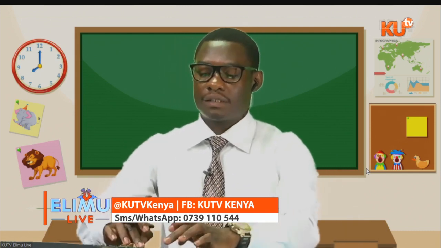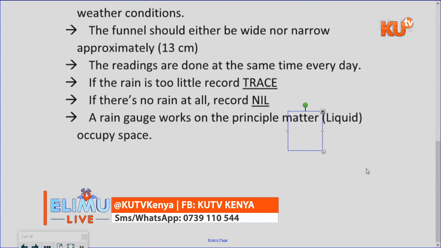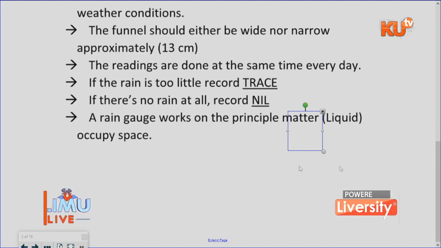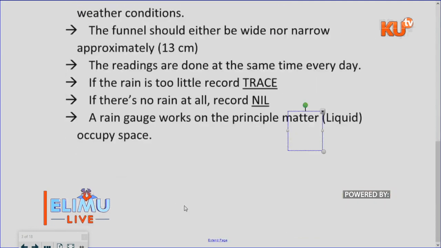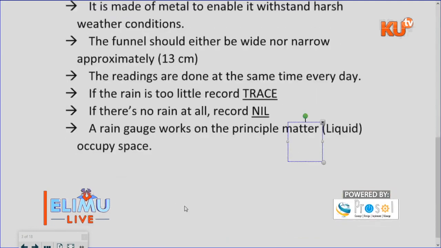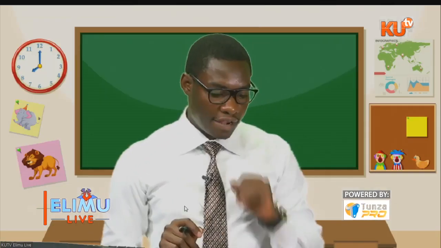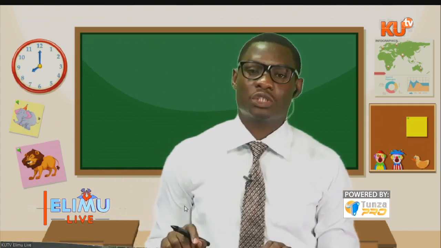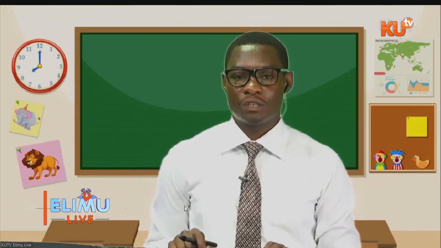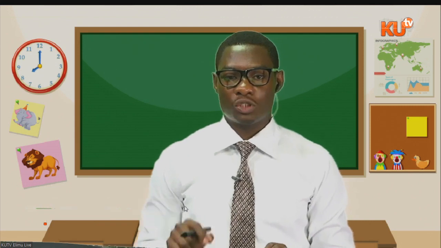It comes from the word wind. When you talk about a wind vane, we have the word wind, so it must measure an aspect of wind. A wind vane, in this case, measures the direction of wind.